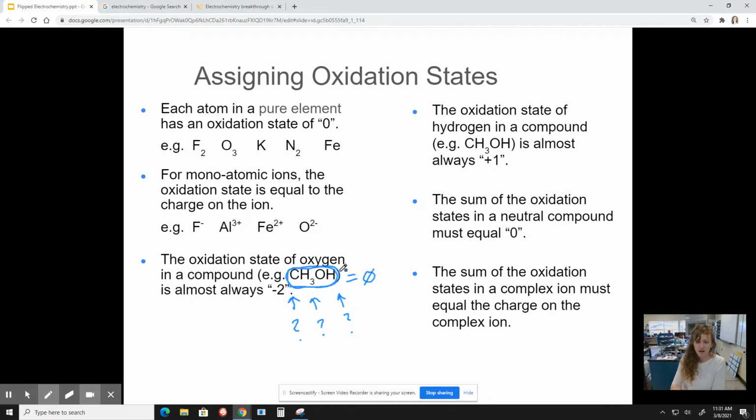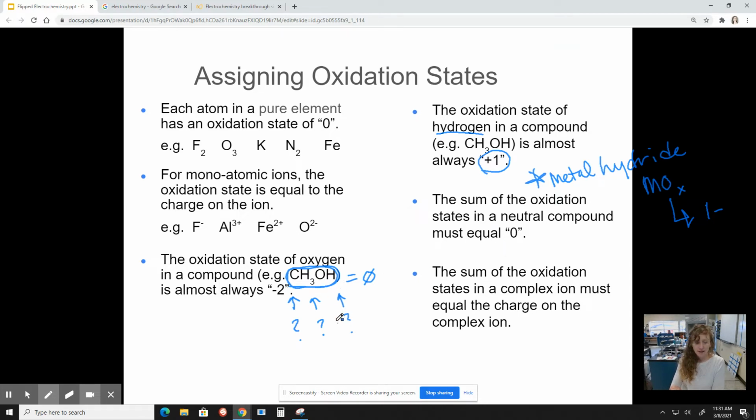Like carbon, hydrogen, and oxygen, the most common charges are going to be carried by hydrogen and oxygen. Hydrogen in a compound is almost always 1 plus. The exception to that is if it's bonded with a metal. If it's a metal hydride, then the oxidation state of the hydrogen is going to be a 1 minus.